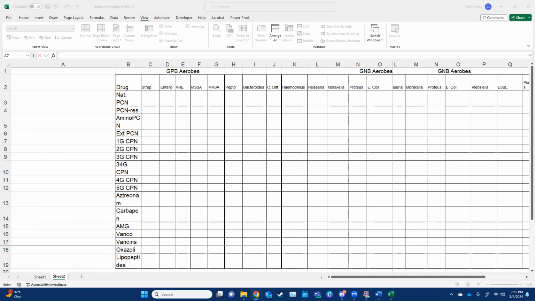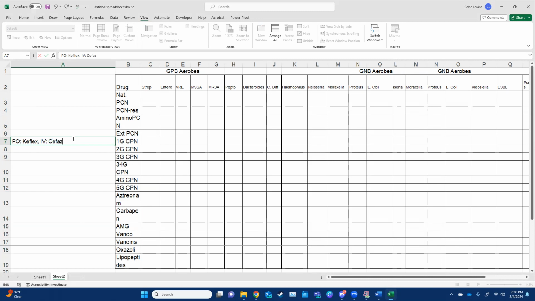Good question, right? What even are they? So for first gen, the big one PO is Keflex, cephalexin. And then for IV, cefazolin. Those are the two big ones.